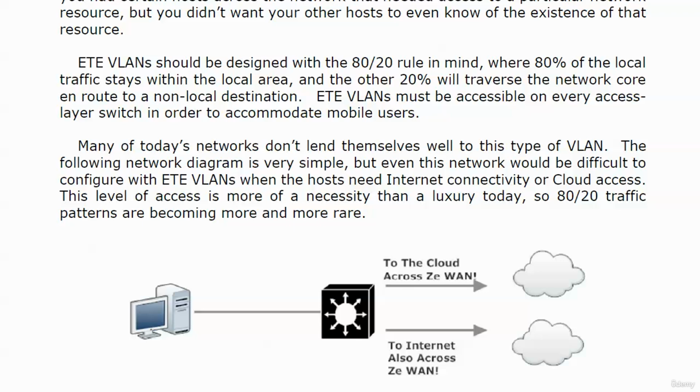Many of today's networks do not lend themselves well to an end-to-end VLAN. And what we have here is very simple. All we're doing is pointing out where the cloud is and where the internet is, across the WAN. And even this network would be difficult to configure with an end-to-end VLAN because this level of access is much more of a necessity today than a luxury. So 80-20 traffic patterns, they're getting pretty rare.